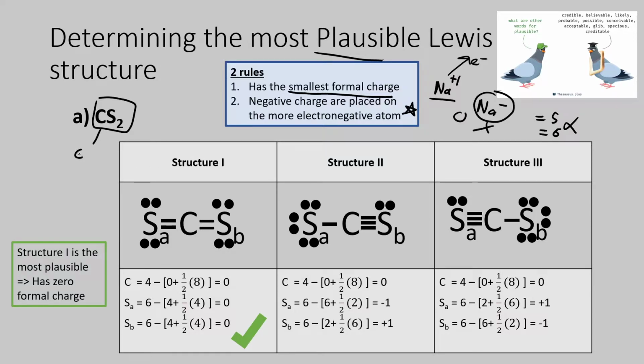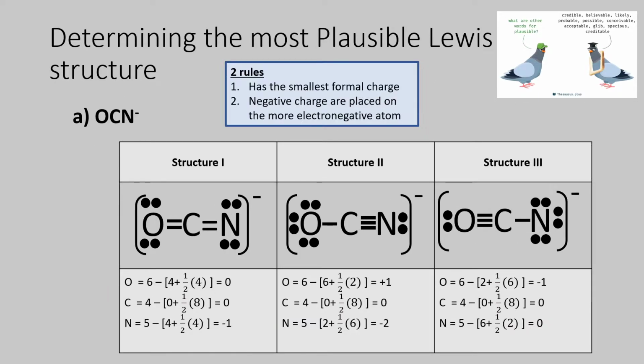For carbon is 2.55 and sulfur is 2.58. So it's quite similar. It doesn't necessarily mean one wants to be positive and one wants to be negative. Okay, so let's see this: OCN minus. Remember, if it has a minus, it means it is an ion, and your Lewis structure always must have a bracket. So bracket on the outside.